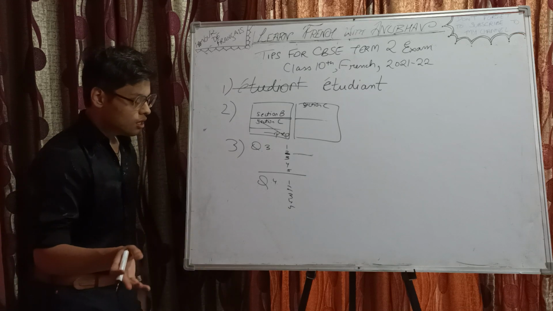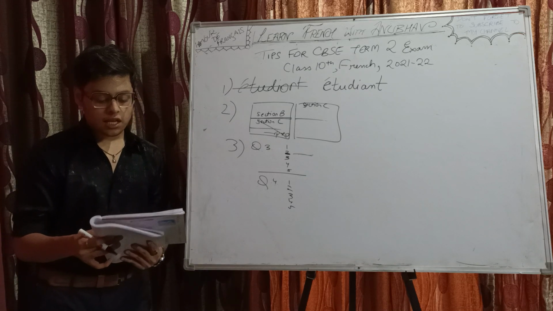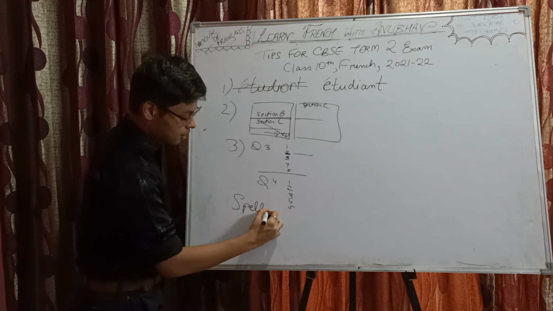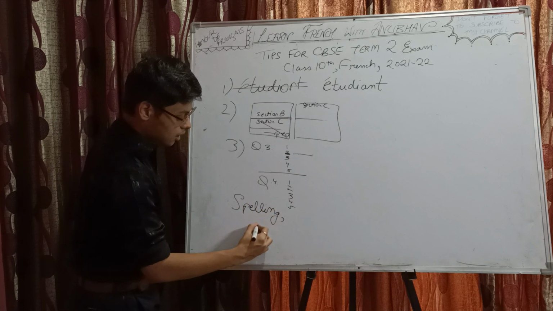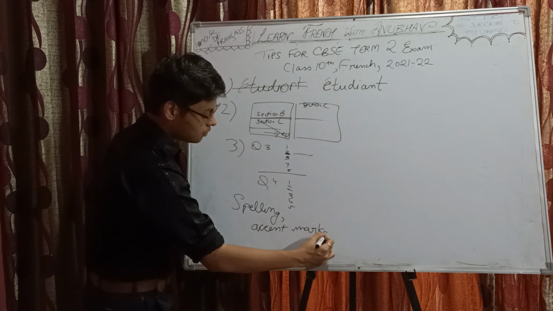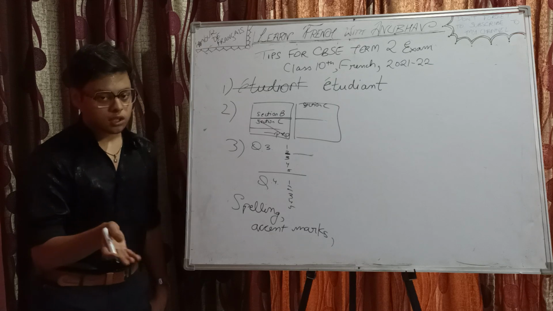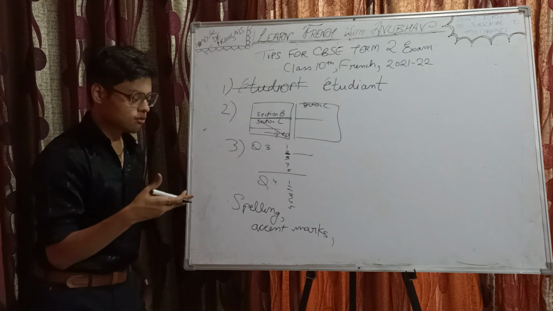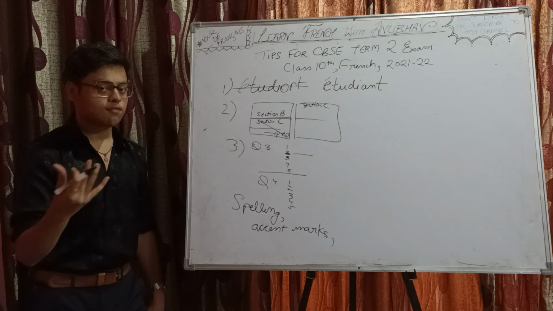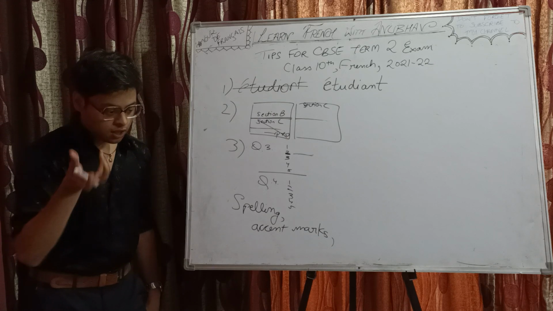Point number 7, take care of the spellings and accent marks. Accent marks are what? Accent aigu, accent circonflexe, accent grave, right? Accent trema and the cedilla. These are the 5 accent marks in French.